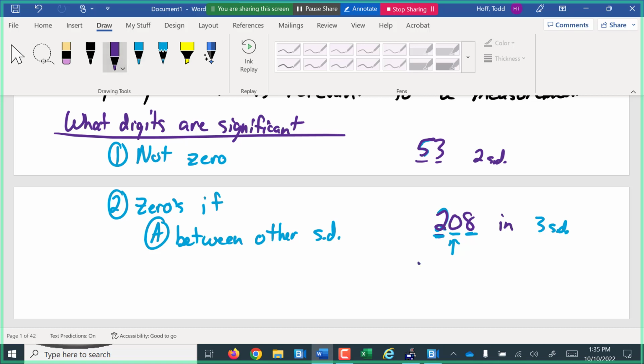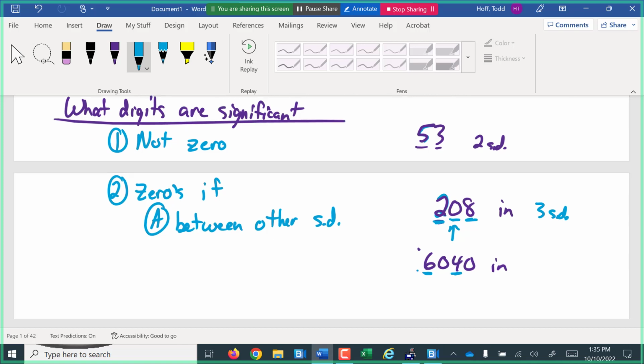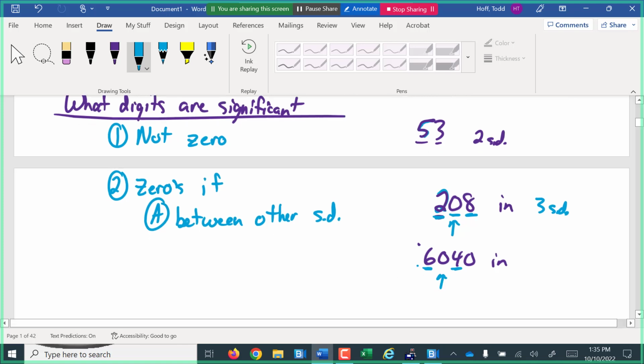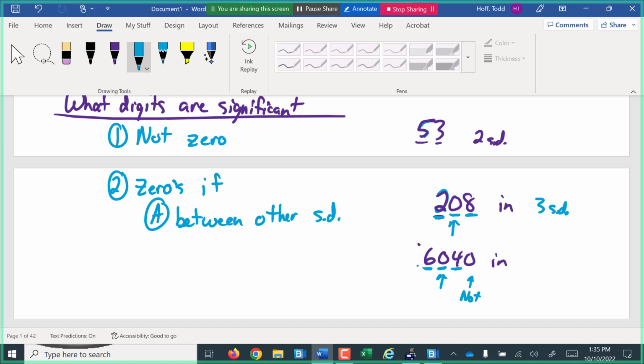If I have 6,040 inches, now the 6 is significant because it's not a 0. The 4 is significant because it's not a 0. This 0 is between significant digits. It is significant. However, this 0 is not significant. It's not between other significant digits. So that 6,040 only has 3 significant digits.